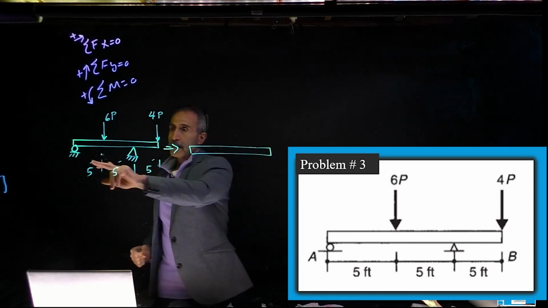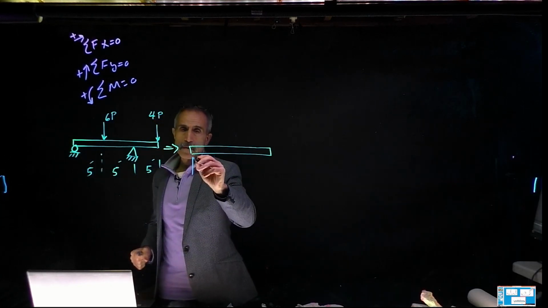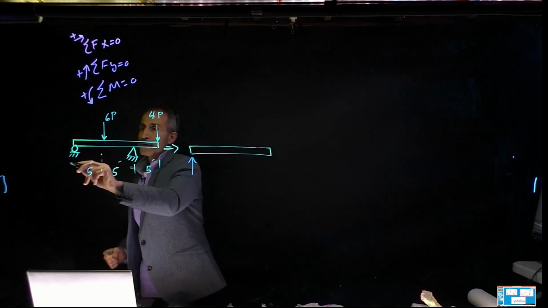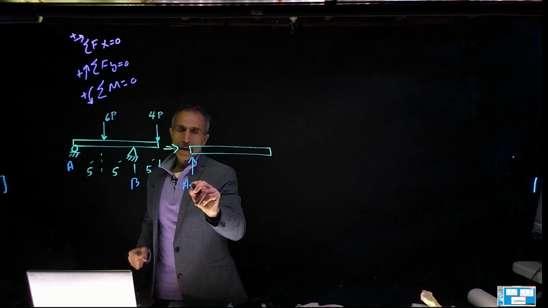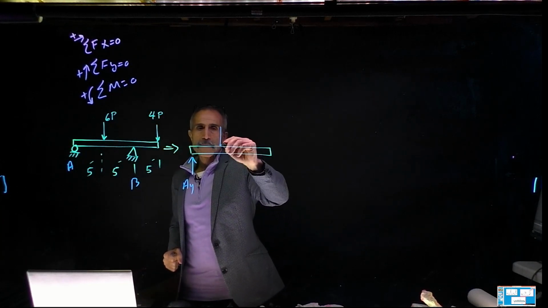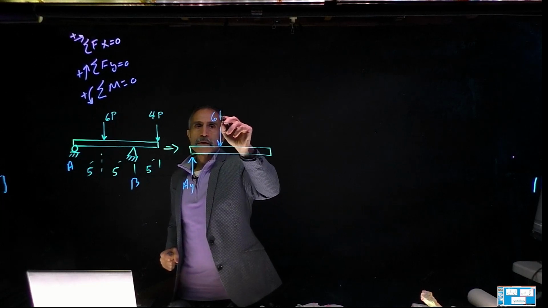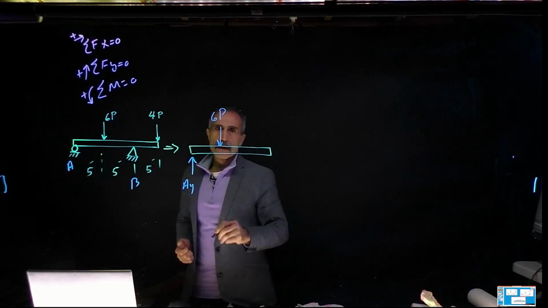We're going to have a roller. We talked about how a roller can only react in one direction, and that would be y. So if we call this A and we call this B, this is going to be AY, and then we have this 6P down here. That's the force on top of it. P could be whatever, and 5 feet away. I'll put that in later.